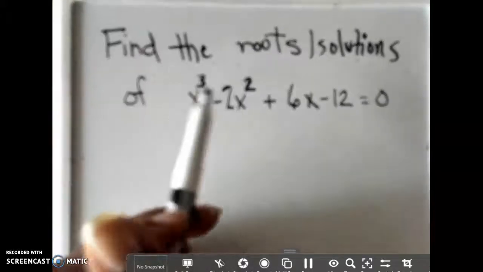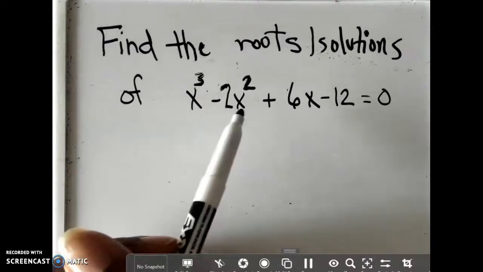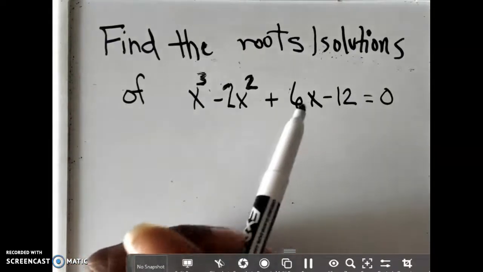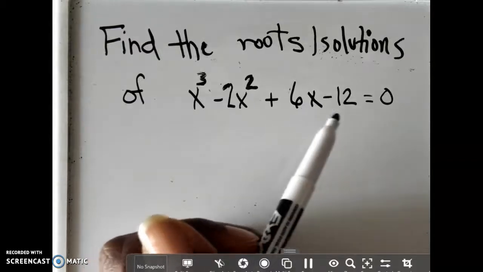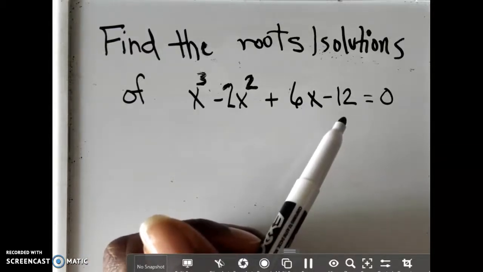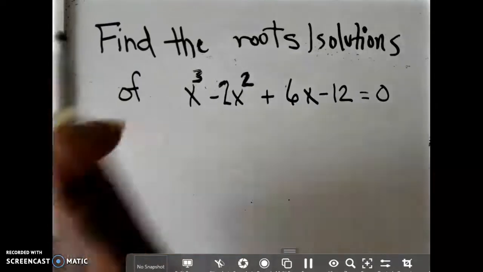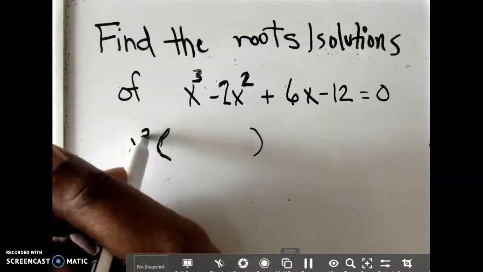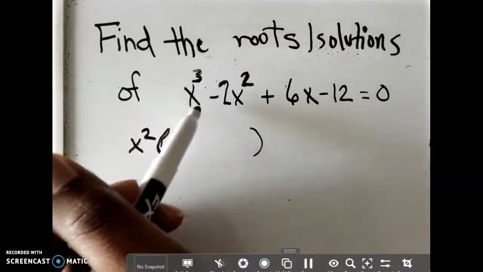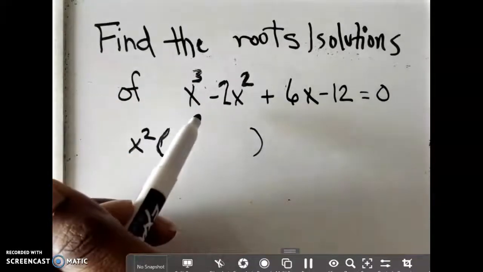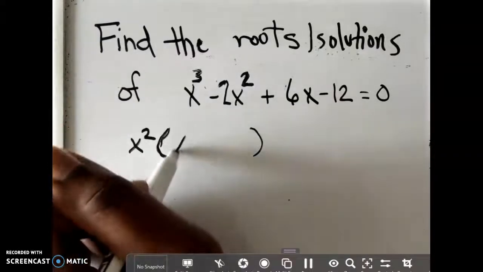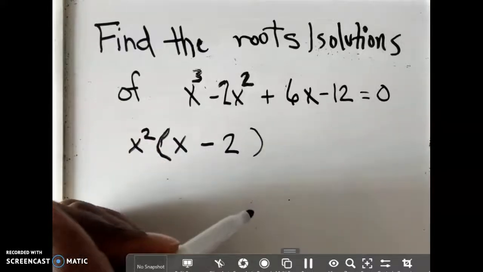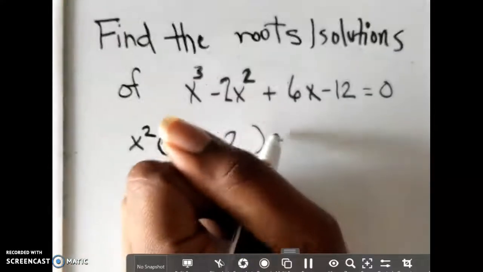If I look at every 2 terms, these first 2 terms have an x in common, 2 x's in common. These last 2 terms have a factor of 6 in common. So to factor this, I start by factoring out the GCF, the greatest common factor. This has 2 x's, this has 2 x's. If I factor out x here, I'm going to be left with x minus 2. Bring down the plus sign.